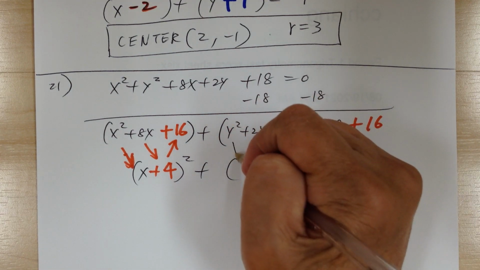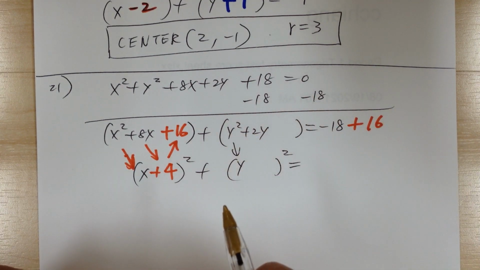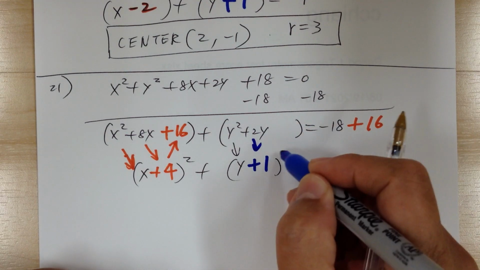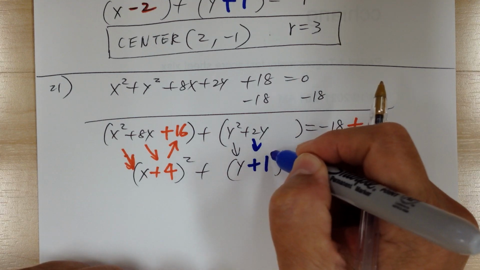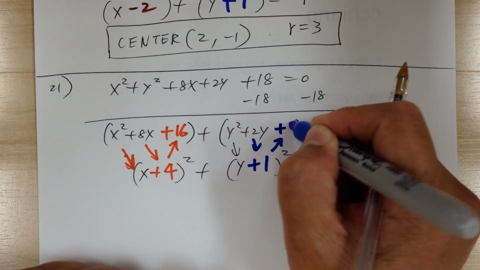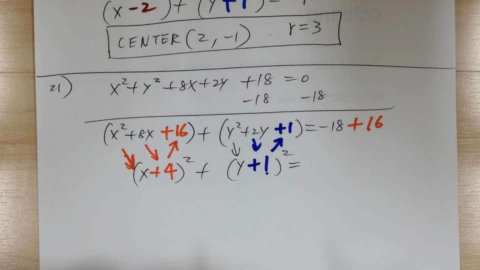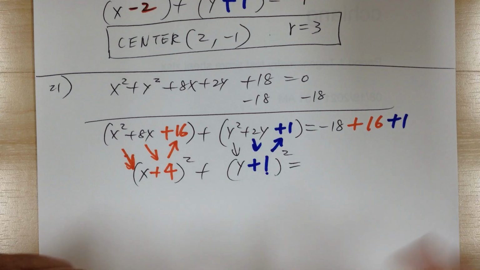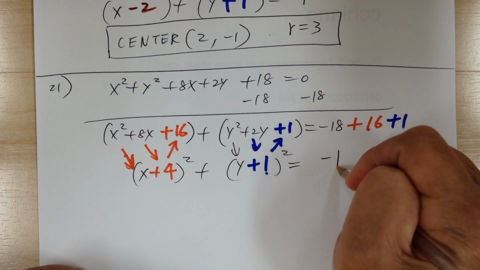Now let's do the y. From here I need to get y, and from here I need to get plus 1, right? Because 2 times 1 gives you 2. And once I get this 1, I need to add 1, because 1 squared equals 1. So if I add 1 on this side, I need to add 1 on this side. By adding all this together, I have equal to -1.